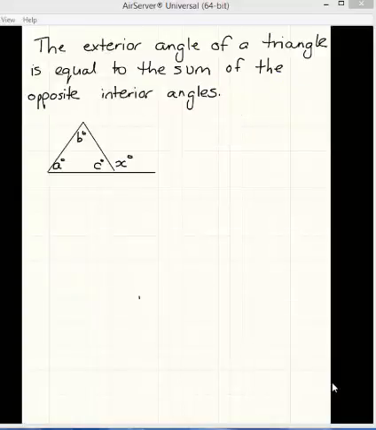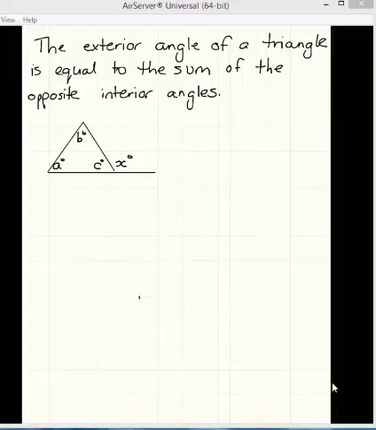Now the second proof that we have is that the exterior angle, and an exterior angle is created if we extend one of the sides. So you can see the side that goes from AC has been extended. The exterior angle, x, is equal to the sum of the opposite interior angles. And when we say opposite interior, they are talking about A and B. It's not the one next to x, it's the 2 opposite.